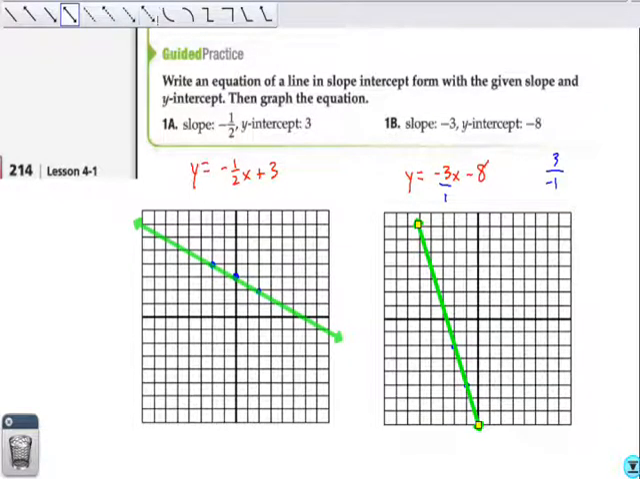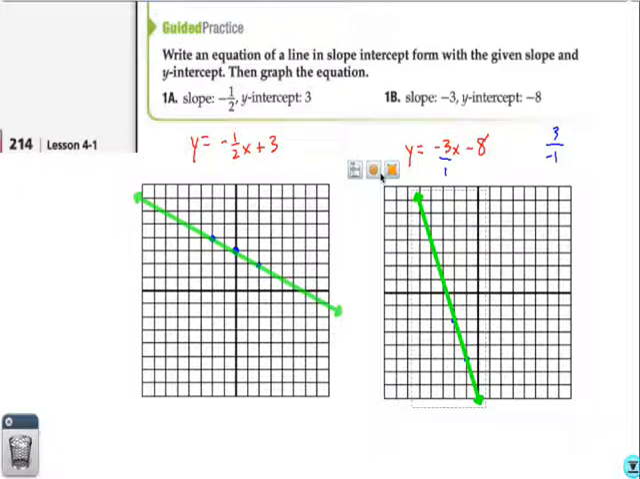And that's it. Okay, that's graphing lines. Let's see the points there. All right, let's take a look at the next one.